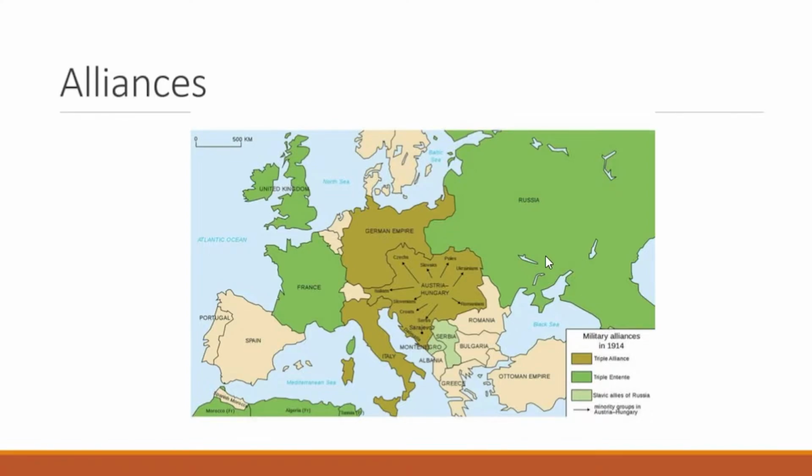Now, interestingly here, as you can see, the map includes Italy. Italy did not end up joining the Central Powers, they joined the Entente. But it just goes to show, this web of alliances ended up causing the war to spiral out of control.